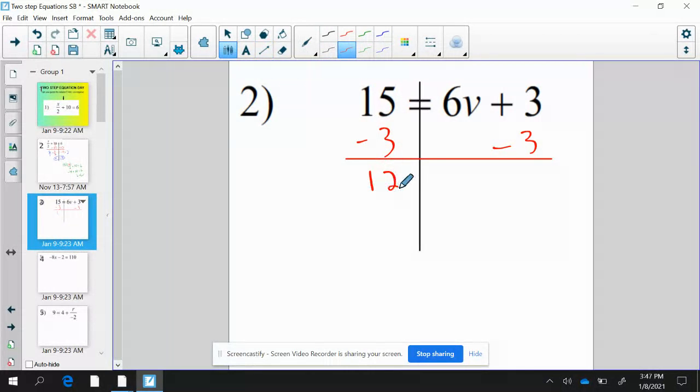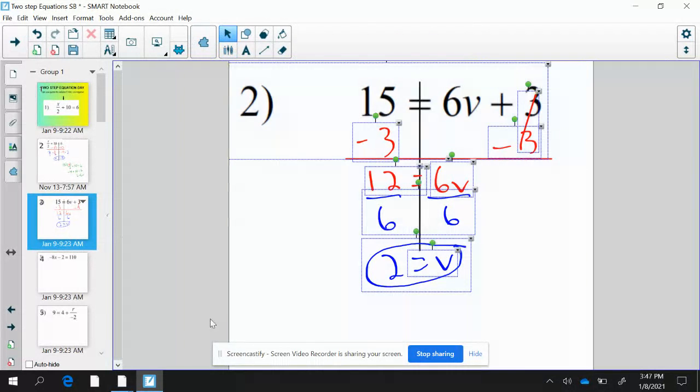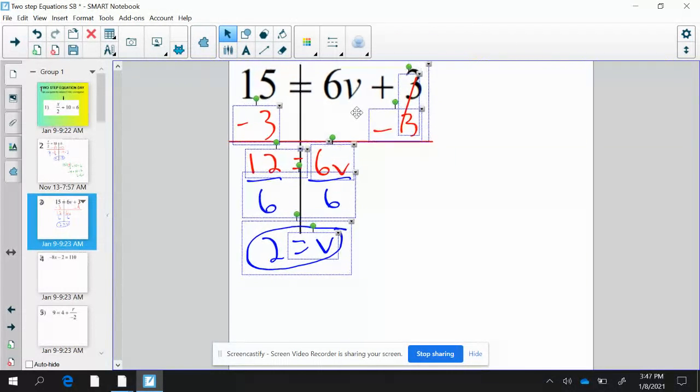That's going to be 12 equals, that goes away, 6b. And you can probably guess we're going to divide both sides by 6. Don't just randomly put the answer. I want to see that divide by 6 every time, and 12 divided by 6 is equal to 2. We're going to circle, and then we're going to check this. We're going to make sure this one's right. You know the answer is 2.